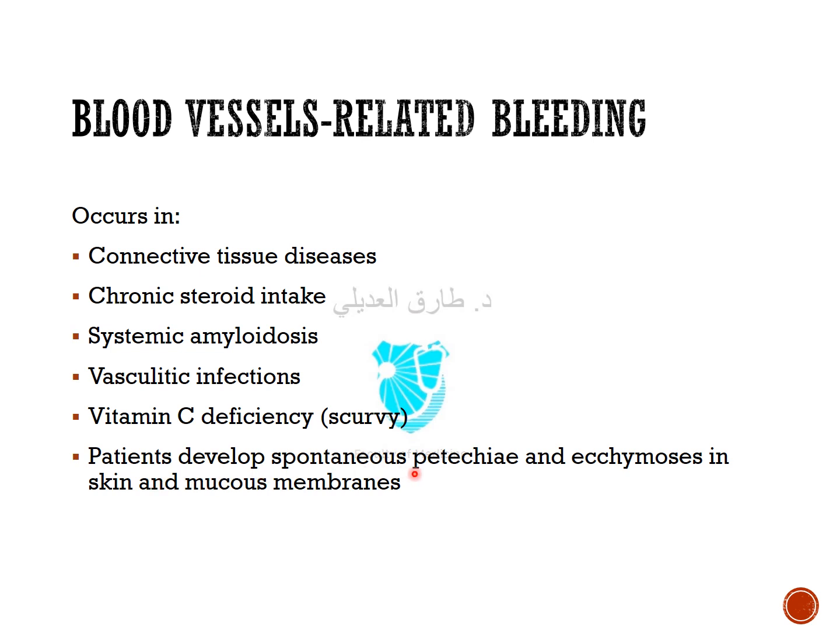So in these patients, they have bleeding in the superficial parts of the body, which is the skin, and we call the bleeding there petechia if it is a small area, or ecchymosis, which is a large bruise. So in the skin, these diseases will manifest as bleeding in the skin and the superficial mucous membranes, like in the oral cavity.